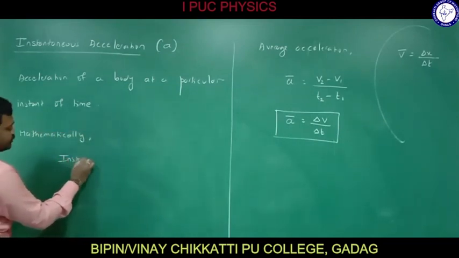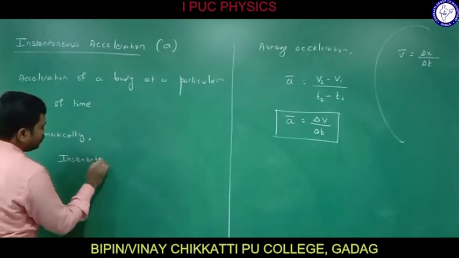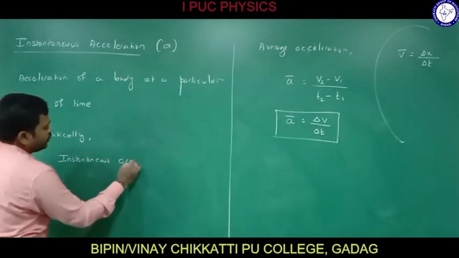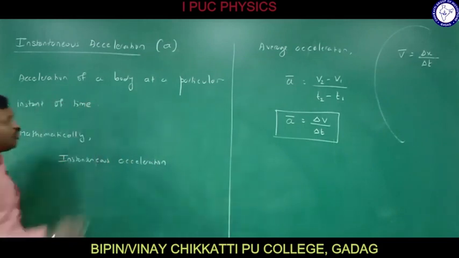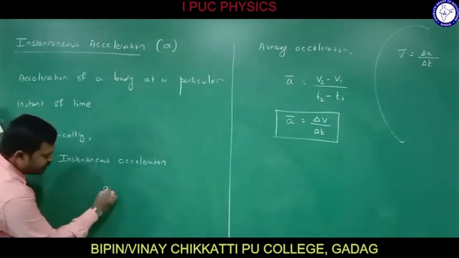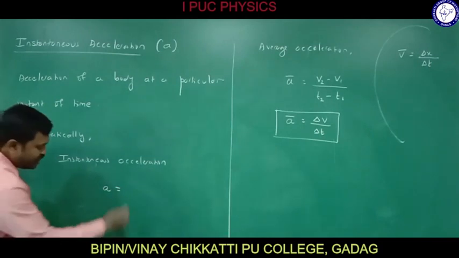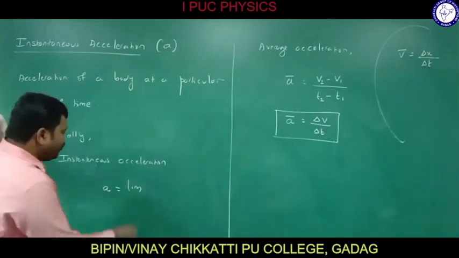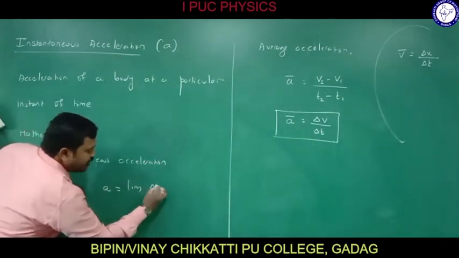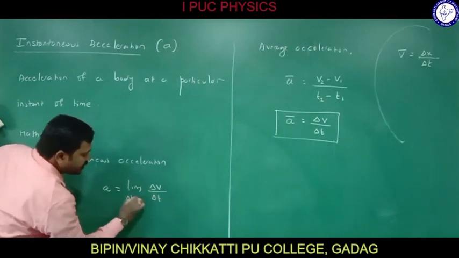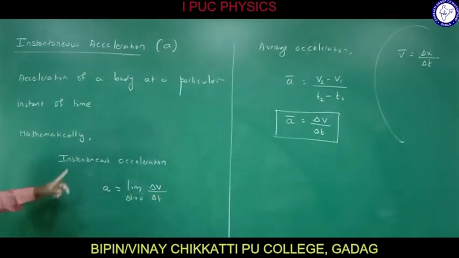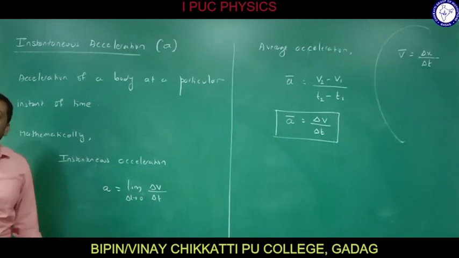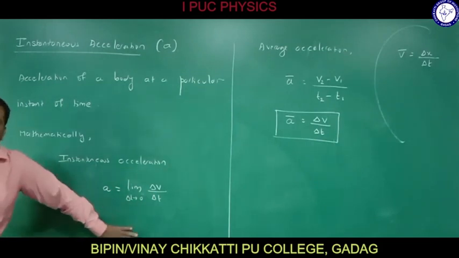Mathematically, what is instantaneous acceleration? A is equal to, how to denote it? Limit. What are you limiting? Time you are limiting, right? So limit of average acceleration. What is average acceleration? Delta V divided by delta t, as delta t tends to 0. So instantaneous acceleration, A is equal to limit of delta v divided by delta t as delta t tends to 0. This we have seen in case of instantaneous speed and velocity.